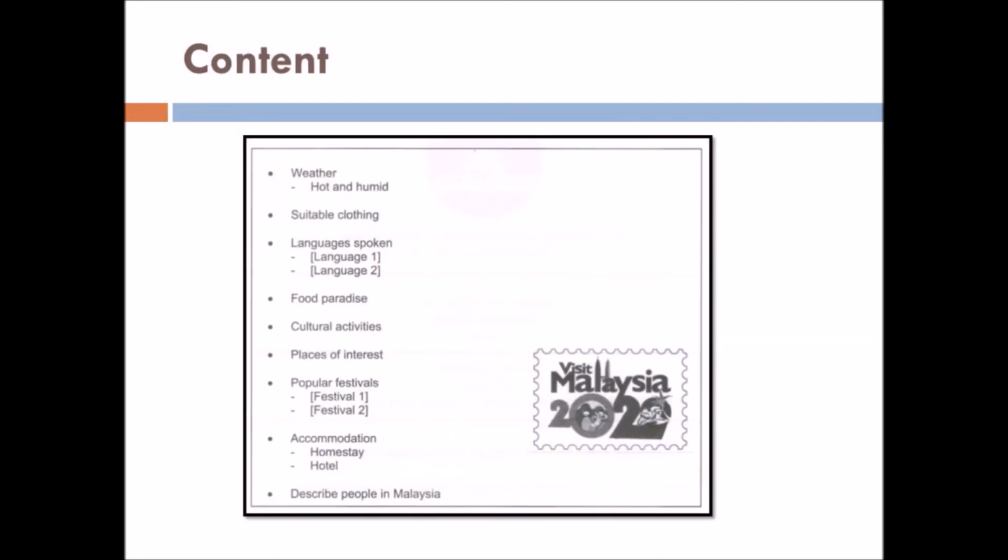For content 1, weather, hot and humid. Content 2 is suitable clothing. Content 3 and 4, languages spoken, language 1, and language 2. Content 5 is food paradise. Content 6, cultural activities. Content 7, places of interest. Content 8 and 9 are popular festivals, Festival 1, Festival 2. Content 10 and 11, accommodation, homestay, hotel. Lastly, content 12 is to describe people in Malaysia.